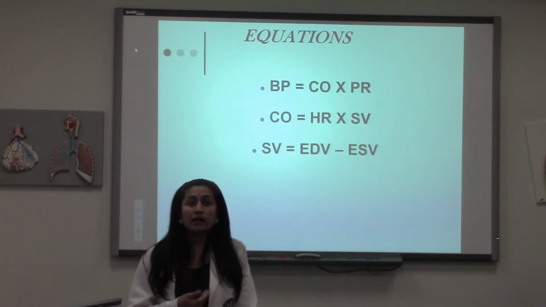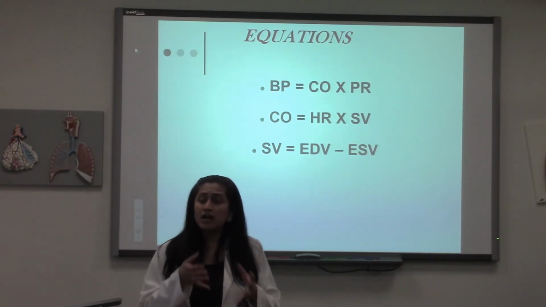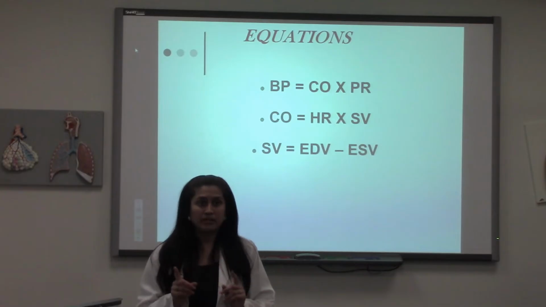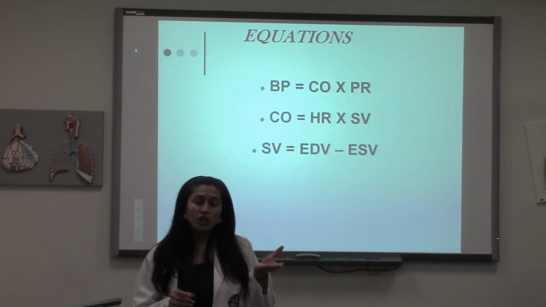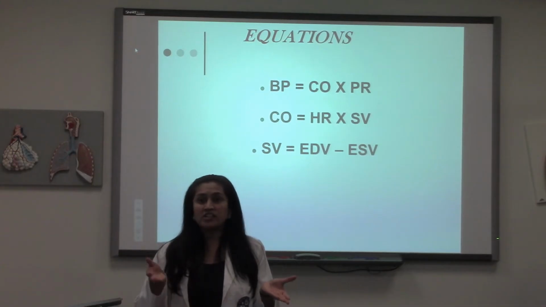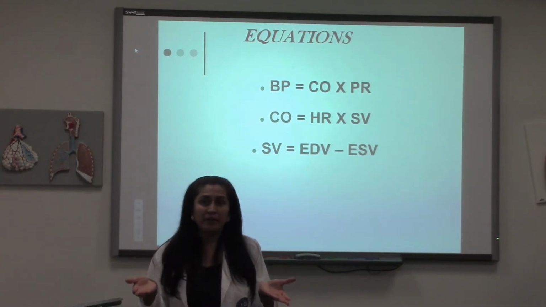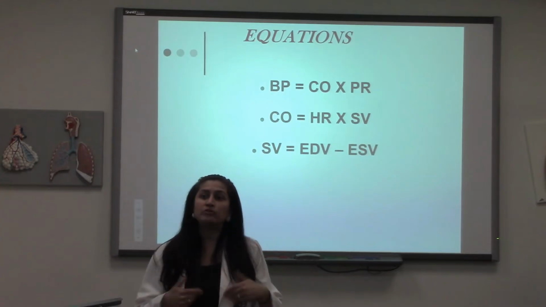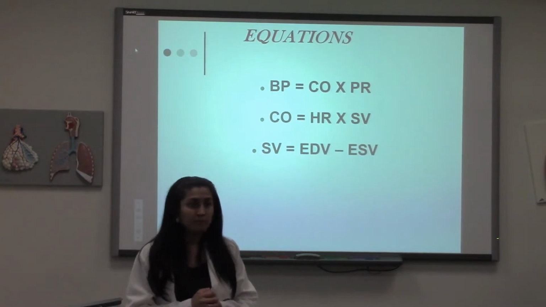Stroke volume times heart rate gives you cardiac output, because cardiac output is the amount of blood ejected per minute. Stroke volume gives you how much you're ejecting per cardiac cycle, and heart rate tells you how many cardiac cycles you're having per minute. So if you multiply those two, it will give you cardiac output.